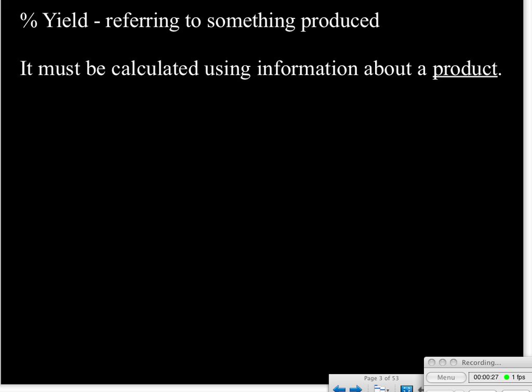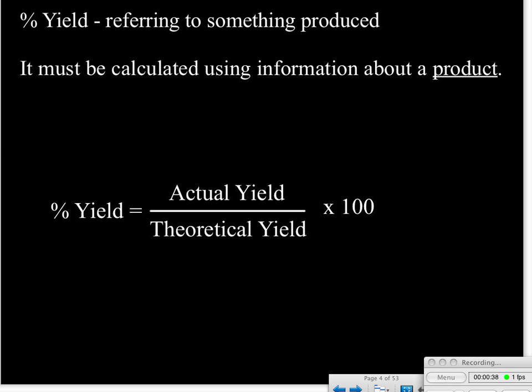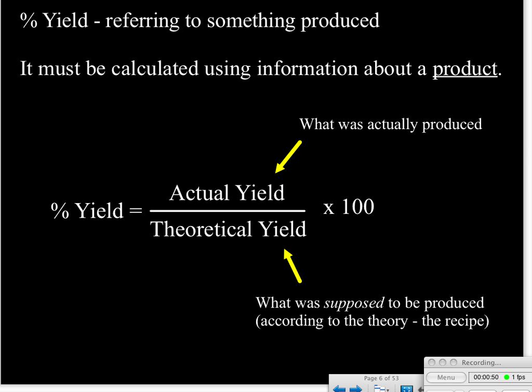And so when we calculate these percent yields, we have to be calculating it using information about a product, something that's on the right-hand side of our equation. The formula for percent yield is that the percent yield is equal to the actual yield divided by the theoretical yield times 100. The actual yield is just how much was actually produced. And the theoretical yield is when we calculate these problems out on paper, what was supposed to be produced if everything went perfectly according to the theory, according to the recipe.